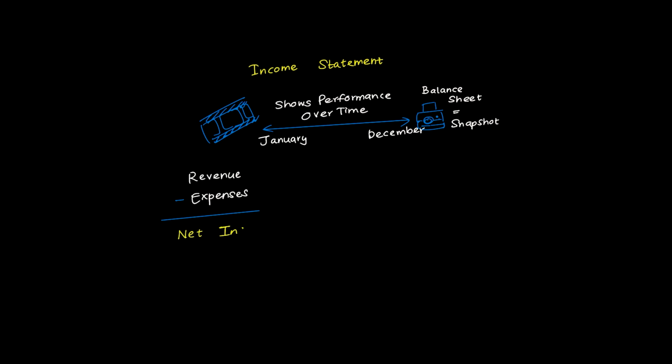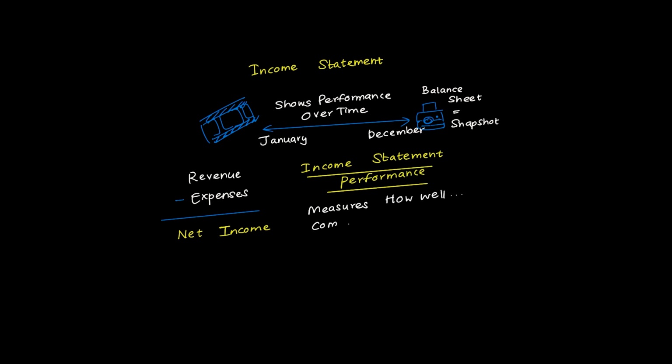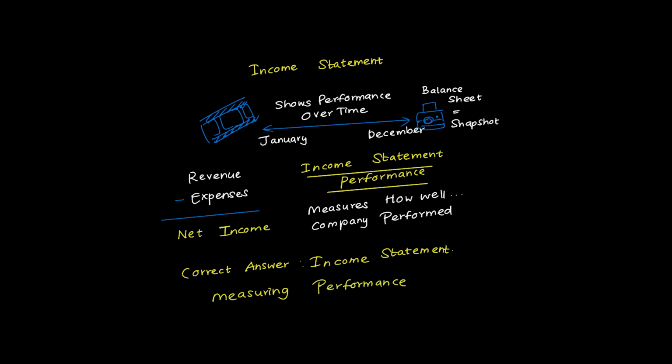In contrast, a balance sheet is like a photograph. It captures one moment in time, showing what the company owns and owes right now. The balance sheet measures position, not performance. A cash flow statement tracks how cash moved in and out, focusing specifically on liquidity. An equity statement shows changes in ownership interests. But when you see revenues, expenses, and net income over a time period, you're looking at an income statement measuring operational performance.